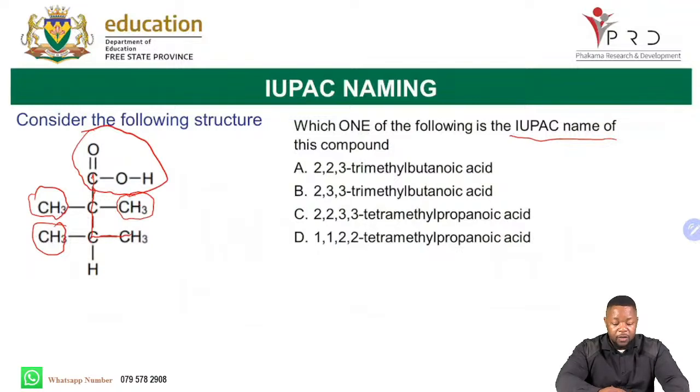Now, the first step, we have identified the longest chain. The second step, we are going to number our carbons. And when numbering our carbons, we need to make sure that we start where the functional group is closest. The functional group cannot be further. The functional group needs to be closest. So now, if I take this carbon as the first carbon, that would be 1, 2, 3, 4.